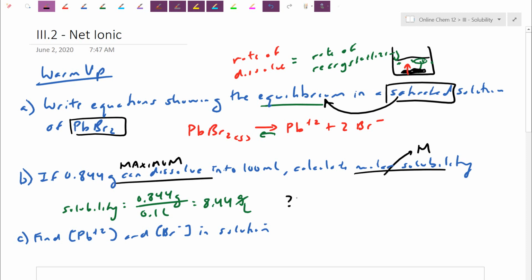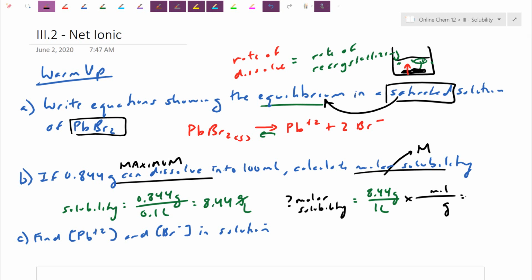We did a couple of these yesterday. To find the molar solubility, all we need is our periodic table. If I know the solubility currently is 8.44 grams for a given liter, remember I didn't actually dissolve 8.44 grams. There was 0.844 in 100 milliliters. In a liter, though, you can dissolve 8.44. We need the molar mass from the periodic table, get rid of grams, and get to moles. Then potentially, if we need to follow mole ratio, I can use this molar solubility.